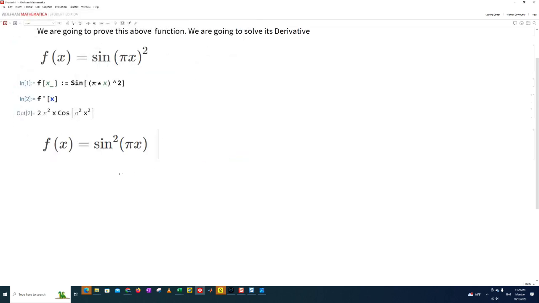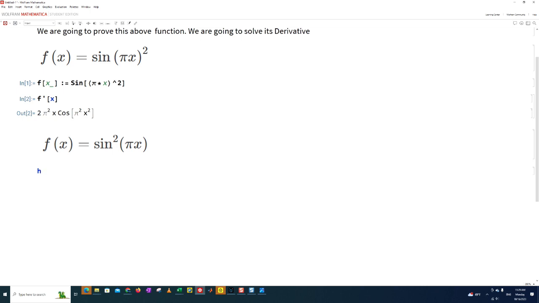If you look at these two functions, they are different. The first one is sine of pi times x squared. This time, the sine itself is squared, not the times x. You know what I mean? So the whole function was squared. To enter it in Mathematica, just to prove ourselves that we got it right, we do the same thing. This time, let's call it h.